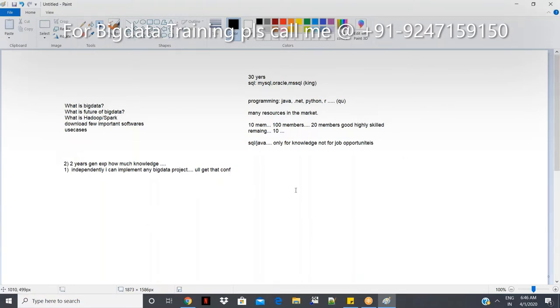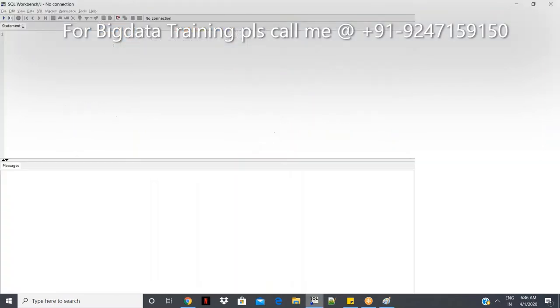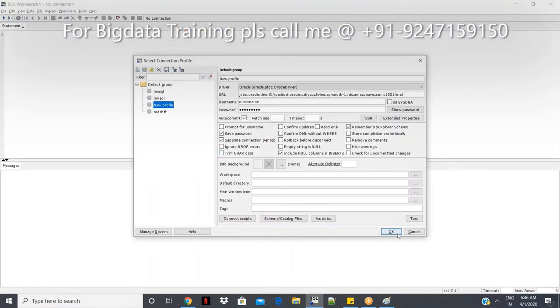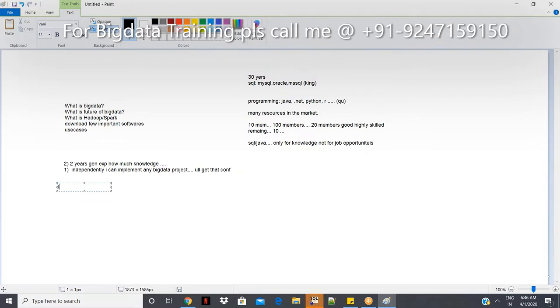First of all, as I said earlier, for the last 20 to 30 years, these two technologies, Java and SQL, for example any SQL, either Oracle or MySQL. For the last 30 years, and mainly the last 10 years, most software companies are facing two types of problems. What are they? First, storage problem. Second, processing problem.